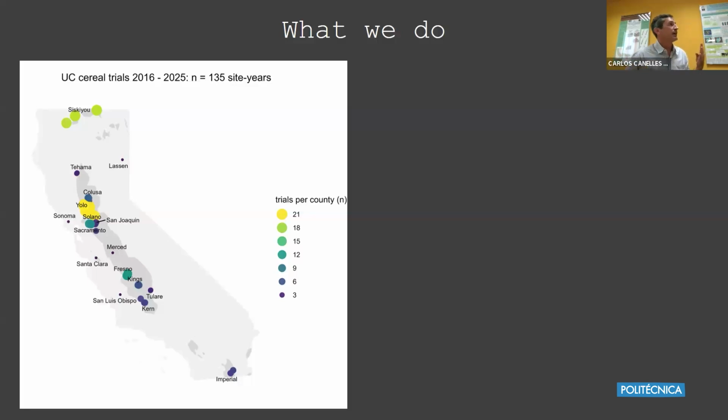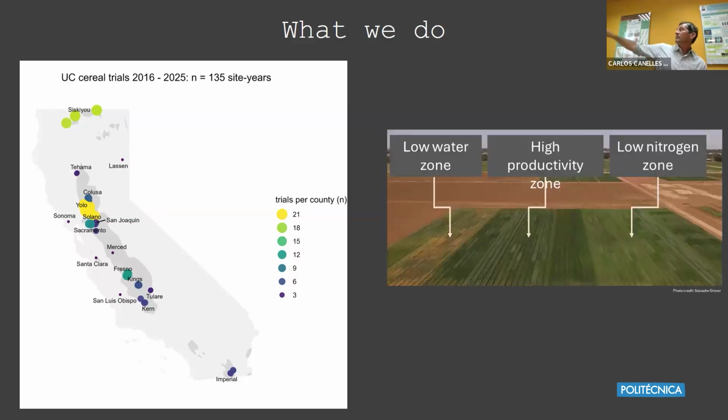There are 4 main ones that we work at. At those controlled sites, we have low water, low nitrogen, and then maximum productivity zones in a subset of our treatments. And then within the trial, we have a lot of different genotypes. So those little squares are replications of genotypes under different nitrogen and water management conditions.